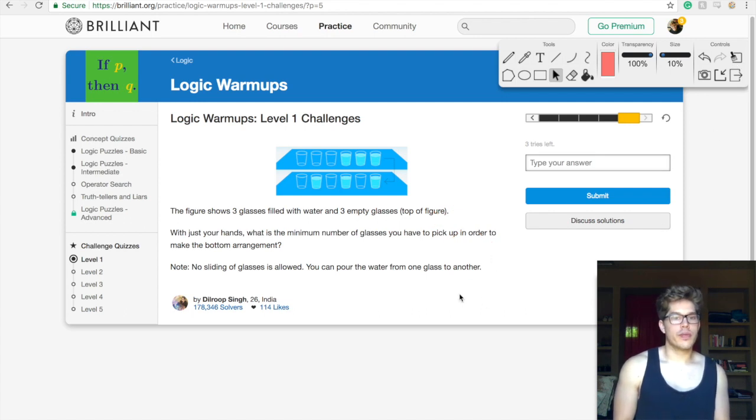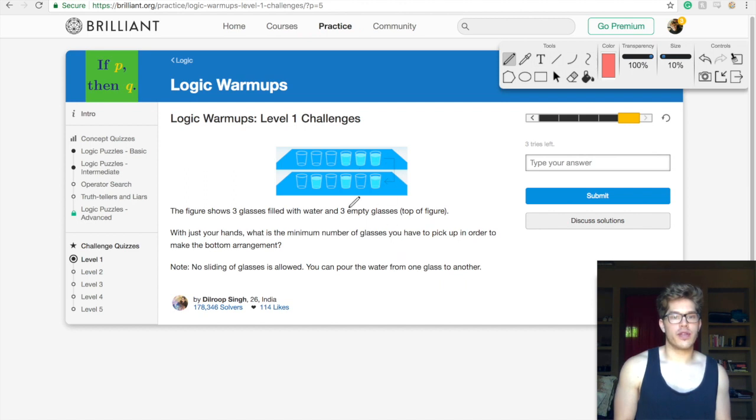In the figure, the figure shows 3 glasses filled with water and 3 empty glasses. With just your hands, what is the minimum number of glasses you have to pick up in order to make the bottom arrangement? Note, no sliding of glasses is allowed. You can pour the water from one glass to another. Alright, well that last sentence, you can pour the water from one glass to another, seems key.